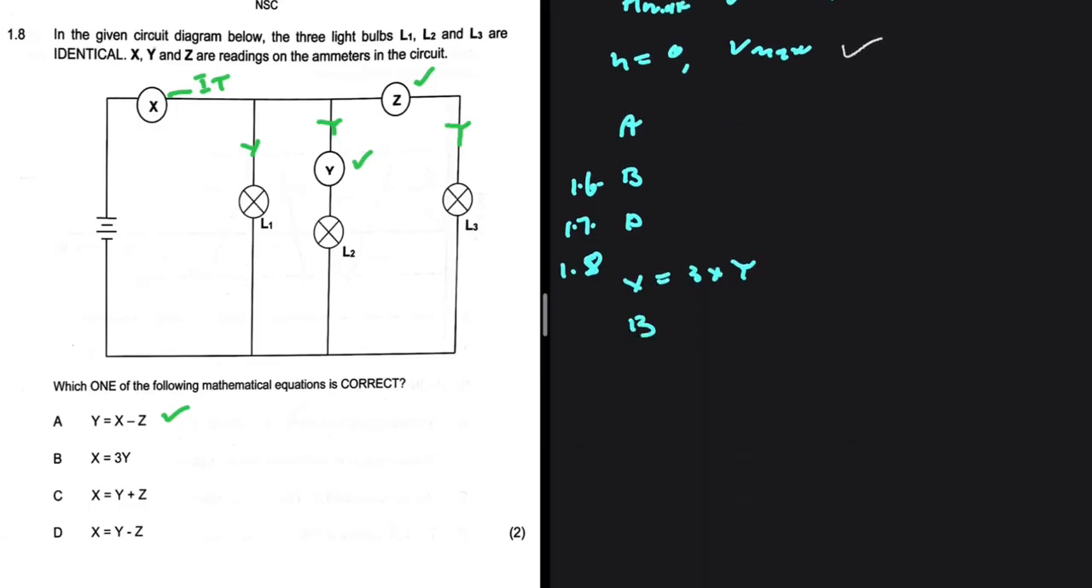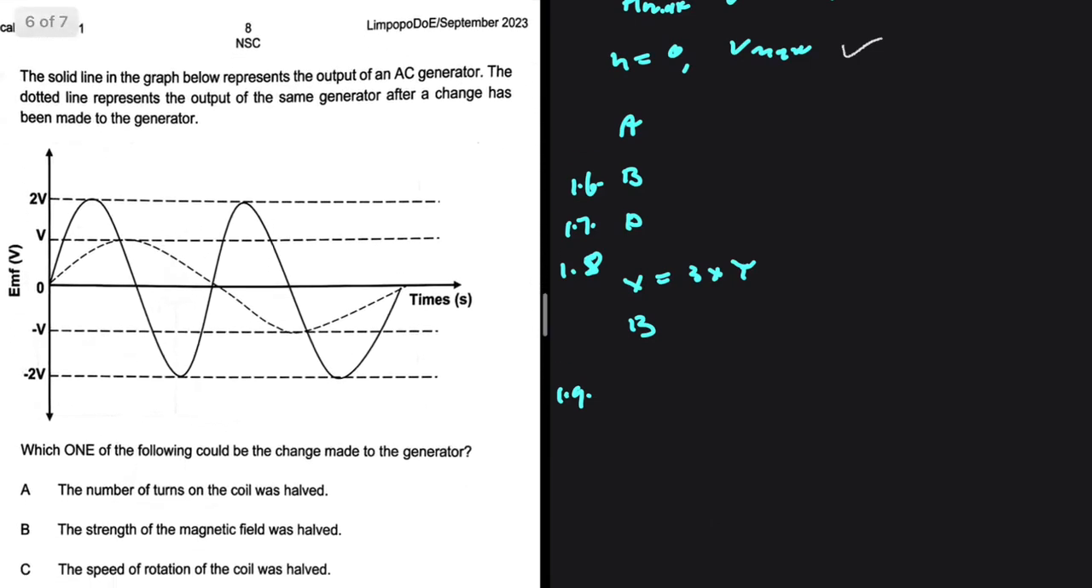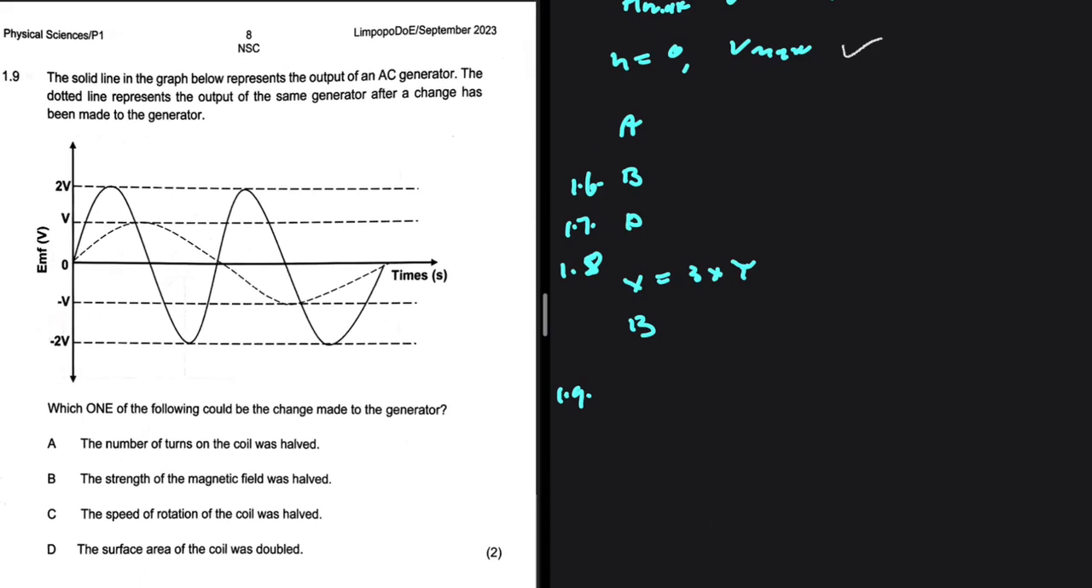That is true. 1.9, the solid line in the graph below represents the output of an AC generator.